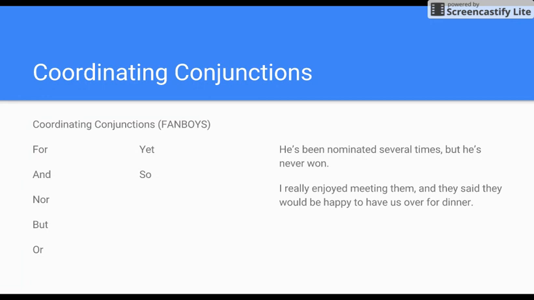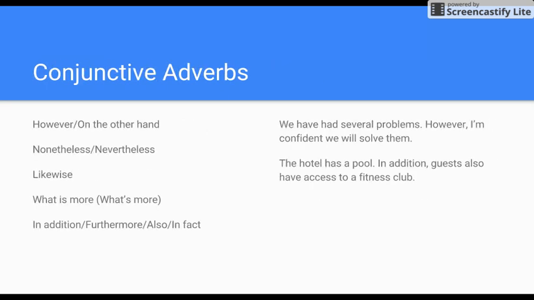Now the other ones work the same. Just remember, for example, in this case, we use yet. Yet can be a coordinating conjunction that means something like but, it can also have another meaning, right? Like, I'm not finished with my homework yet, for example. So can also have different meanings. So we're just talking about how to use them as coordinating conjunctions in this case. The main ones that we're focusing on here are and, but, and then or and so are also very common.